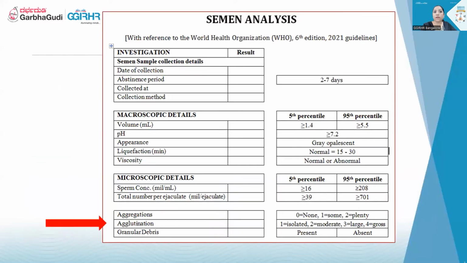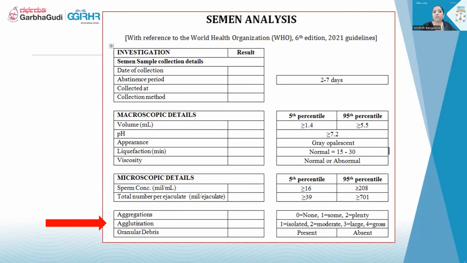Moving on to the next parameter. Under microscopic details, we'll be able to see the total number per ejaculate. It is the volume collected multiplied by the sperm concentration. For example, if the count reported is 16 million sperm per ml, and the volume is around 2 ml, it will be 16 into 2. That is the total number of sperm that you'll have, and that is also calculated and reported. According to that, we'll be able to judge how many sperm will be available for a certain process like IUI or IVF, and then decide what would be suitable for the particular patient.